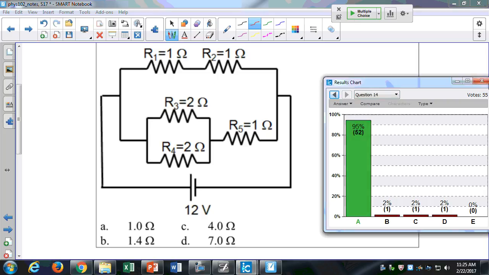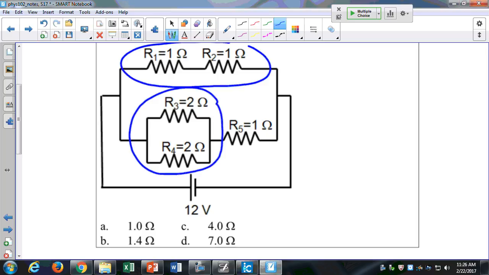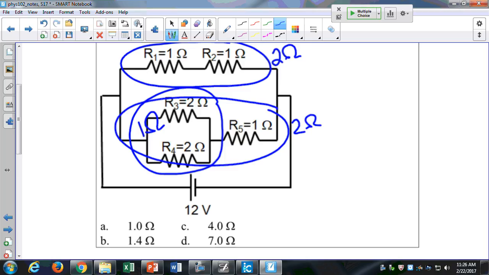Right, A is right. You want to take this equivalent, or you can do this one. Either one's fine. This one is 2 ohms. This one is 1 ohm. 1 over 1/2 plus 1/2 is 1. And then I got 2 ohms right here. So in the end, I've got 2 2-ohm resistors in parallel. 1 over 1/2 plus 1/2 is 1. All right?